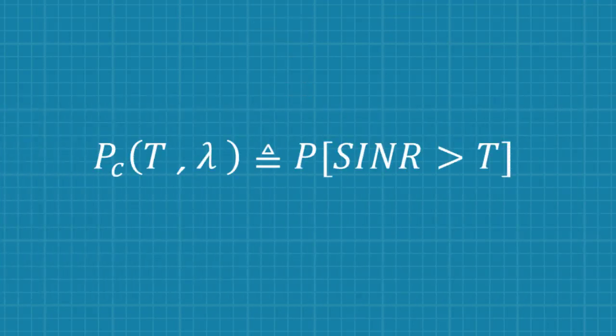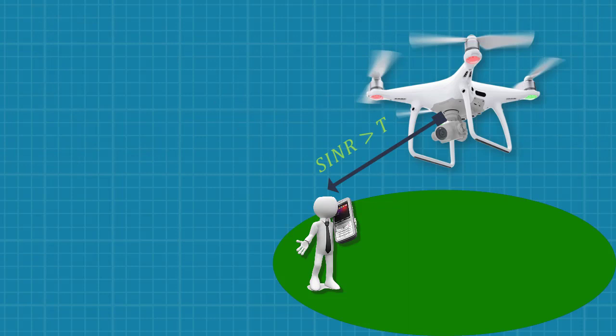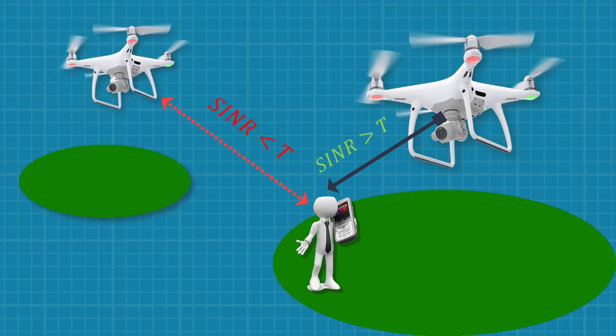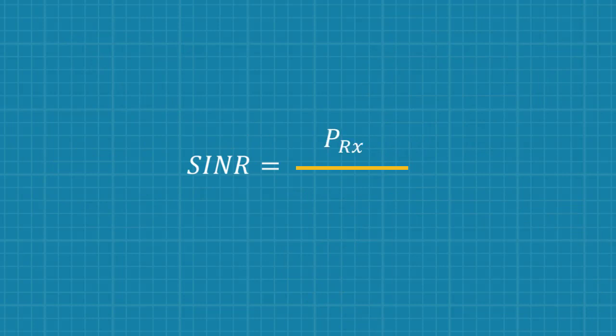The probability of coverage is defined as the probability that the user signal to interference and noise ratio is greater than the threshold. In other words, a user is in coverage when its signal to interference and noise ratio from its nearest UAV is larger than the threshold, T. The signal to interference and noise ratio can be expressed by the receive power divided by the sum of the interference power and the thermal noise.